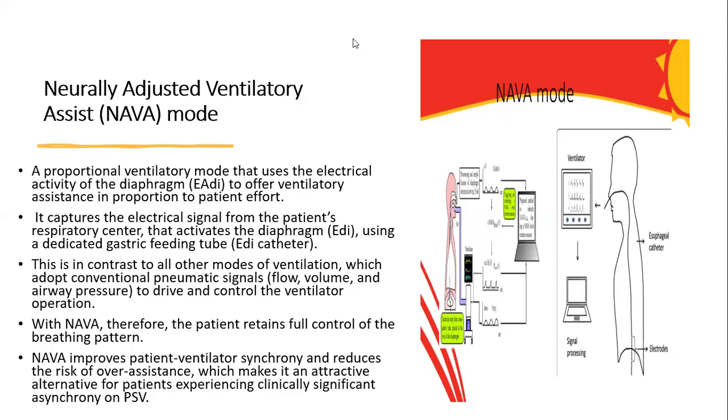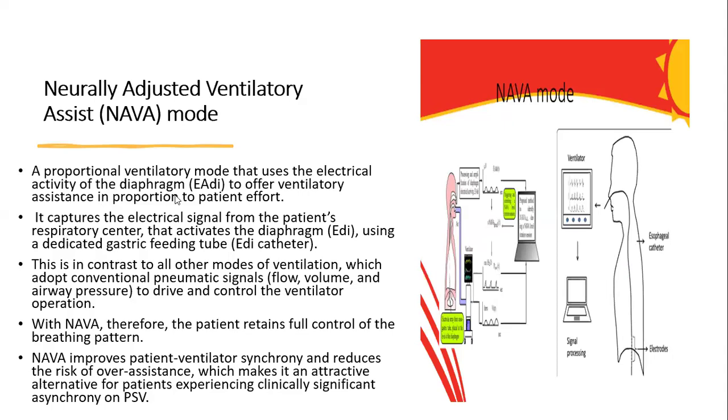Thank you. All right, so the neurally adjusted ventilator assist mode, this is beautiful. What you do, if you look at it here, is you put an esophageal catheter with an electrode. What it does is that it picks up the electrical activities of the patient's diaphragm in order to determine the patient's respiratory effort and to assist it.